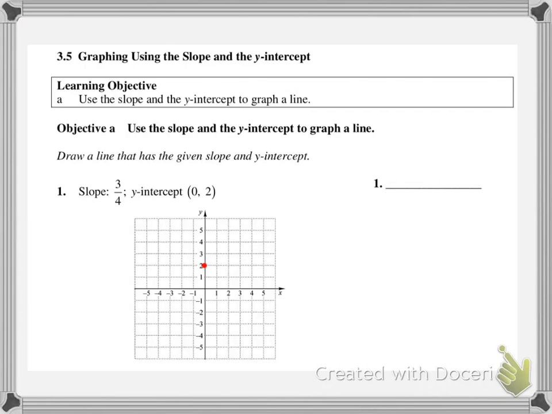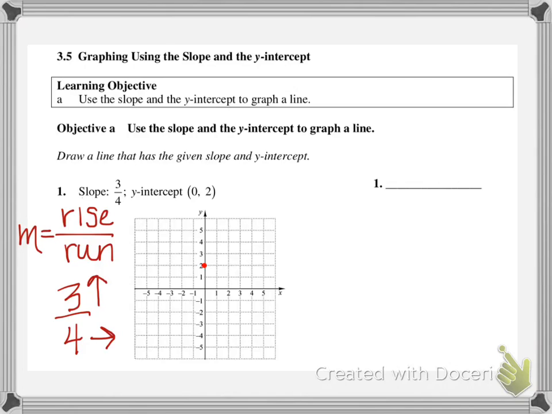Now recall that slope is rise over run. It's the ratio. So my rise is 3. That means I have to go up 3, and my run is 4, so I have to go right 4. And I've got to do that from the point that I've graphed. Don't go back to your origin. We're sticking with the point that we've graphed. So from there I go up 3 and over 4.